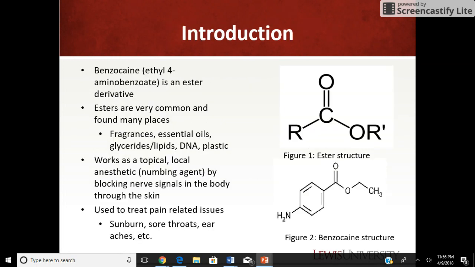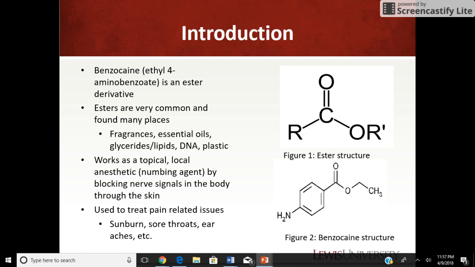So a little bit about benzocaine. The actual name for it is ethyl 4-aminobenzoate. And as I mentioned before, it is an ester derivative. In figure 1, you can see the general structure of an ester. Esters are found in pretty common places: a lot of fragrances, essential oils, glycerides, which are essentially lipids, and DNA, where it's found in the backbone. And polyesters form plastic.